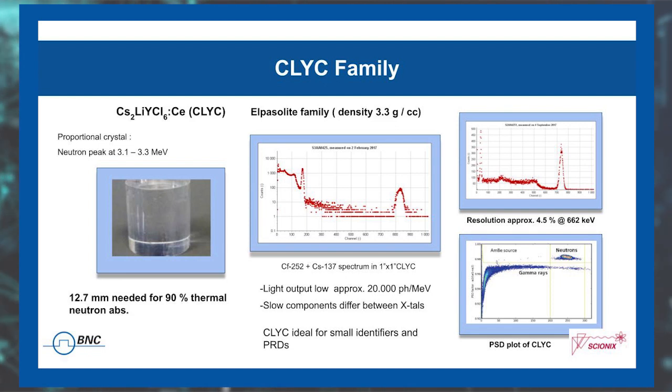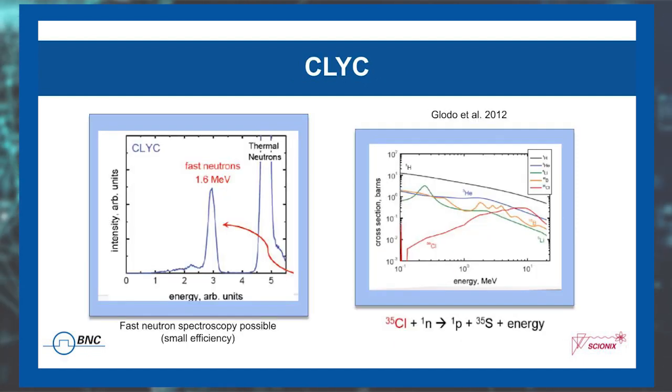There's an example of a scatter plot there for neutrons and for gammas, where you see that the neutron cloud is very nicely separated from the gamma background. So we can separate neutrons from gammas in this material by pulse height analysis as well as by pulse shape discrimination. Also with CLYC, we can do fast neutron detection because there is a finite efficiency for the chlorine-35 reaction on neutrons. So it is possible to do this.